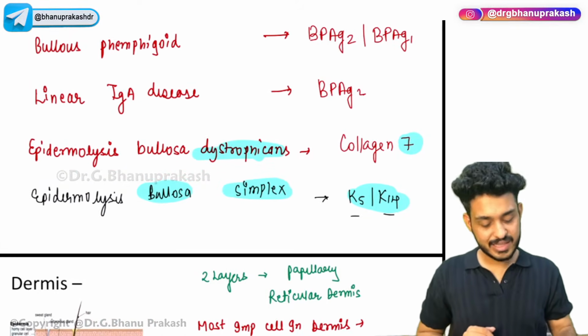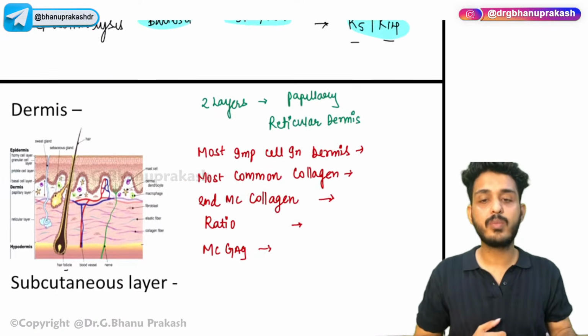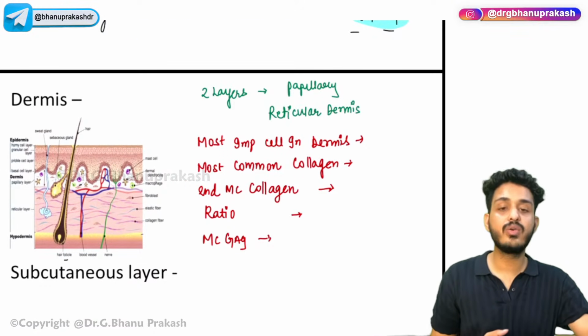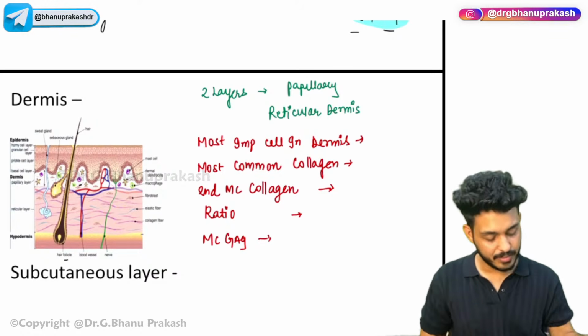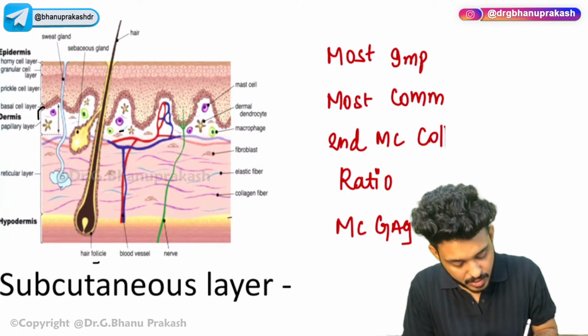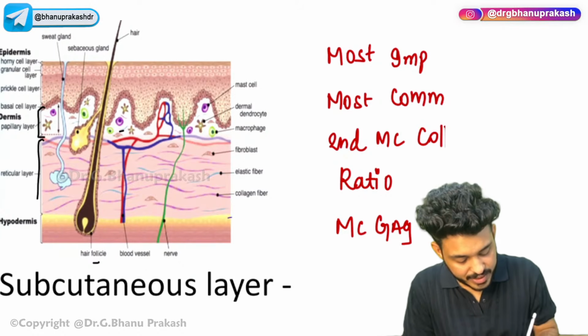We are done with this particular layer also. Now we are moving on to the next layer. The next layer is your dermis, the lowermost layer, the second layer. It will have two layers. One is the papillary dermis, and this is your reticular dermis.